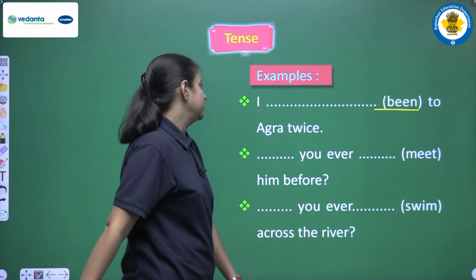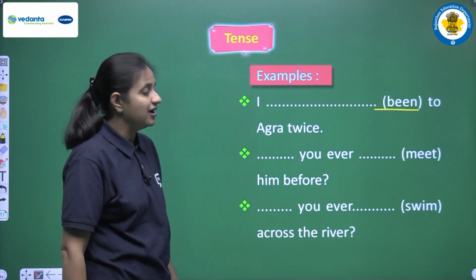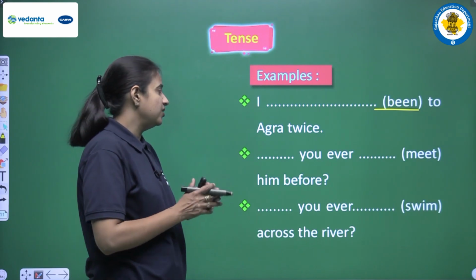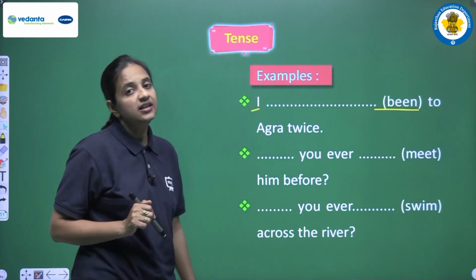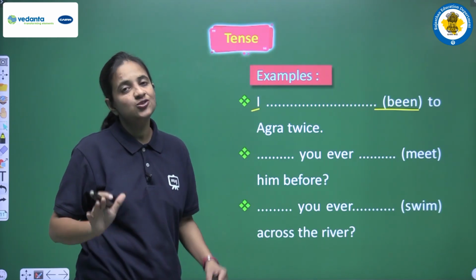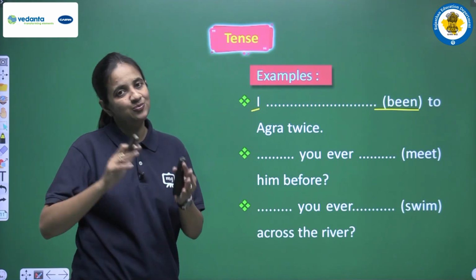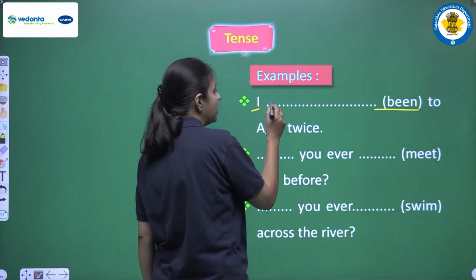So the first one is I been to Agra twice. Okay, so this is the present perfect tense. So now let's see first of all the subject. The subject is I. Okay, so if I is a plural one, so we all know this thing that for plural subjects we use have.